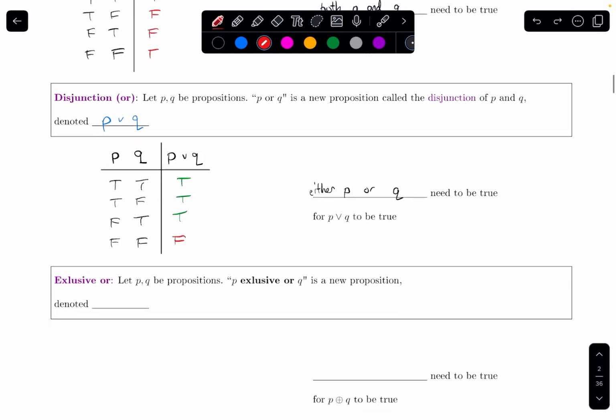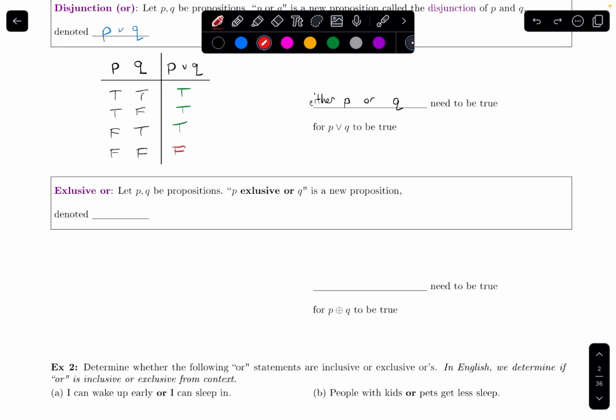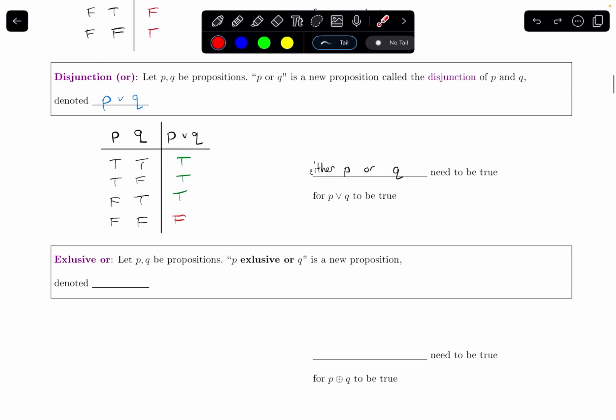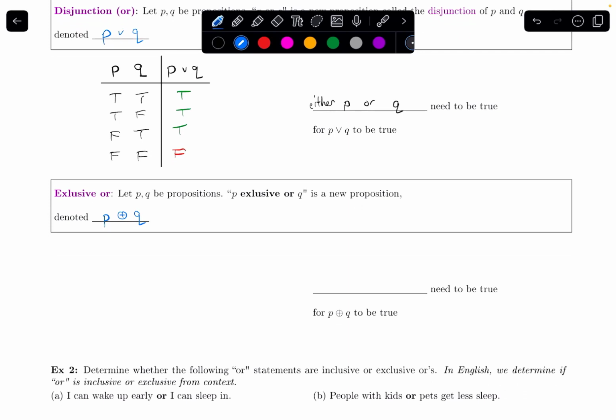All right, the last type of operator I'm going to look at in this video is what's called the exclusive or operator. It's slightly different from the or that I had here, and I'll talk about the difference. The way I'm going to denote this is I'll write P, this circle with a plus inside of it, and then Q. Okay, so I'm going to make the truth table for this. So I'll have P, Q, and then next to it, I'll have my P exclusive or Q.